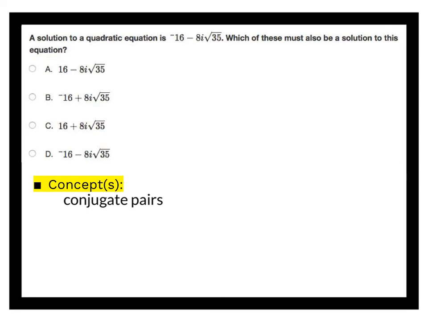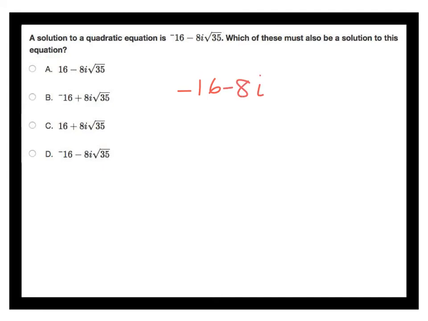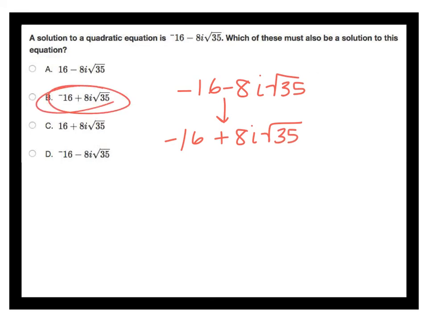Conjugate pairs are found by changing the sign in the center of the solution that's in the form a plus bi to a minus bi. What's the correct answer here then? Well, if the first solution is negative 16 minus 8i root 35, we switch that sign in the middle, and it's negative 16 plus 8i root 35. The reason they come in conjugates is because that way you can cancel out the imaginary numbers when you multiply it out.